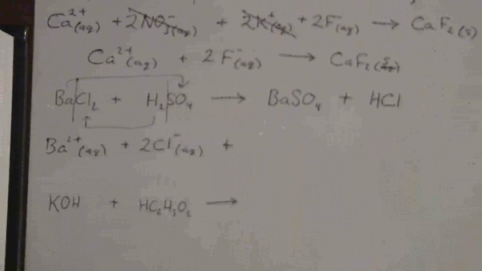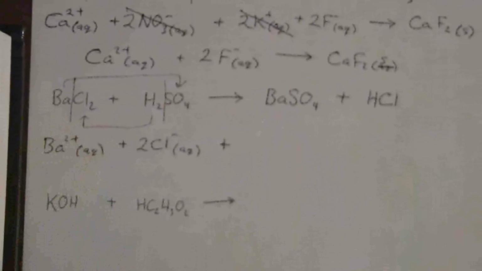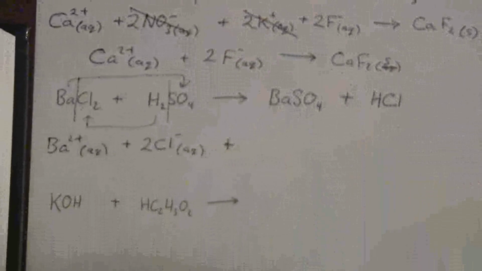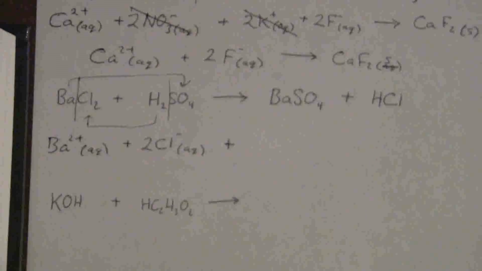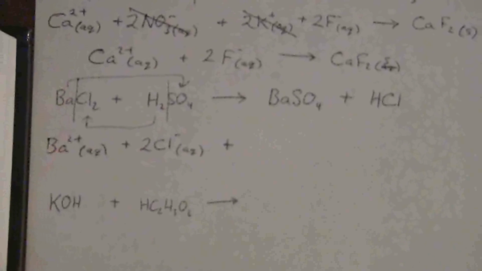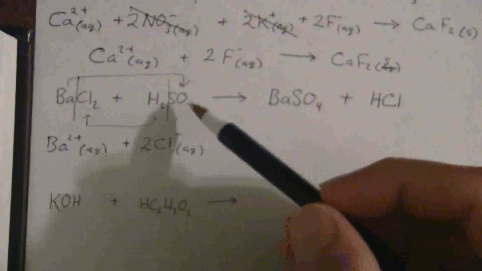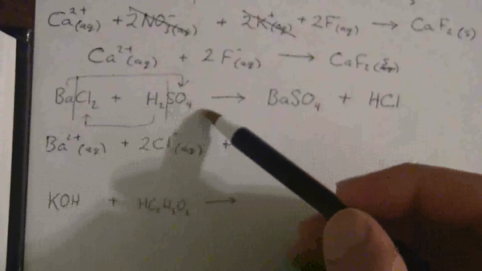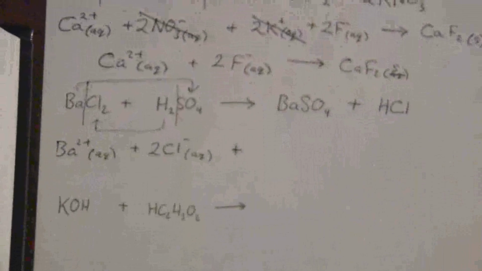Okay, so you will be referencing a table of strong acids and weak acids. There are actually only about 6 strong acids, and you should have those memorized. A strong acid is an acid that will dissociate, and sulfuric acid is one of those strong acids. It dissociates into hydrogen ions and sulfate ions.